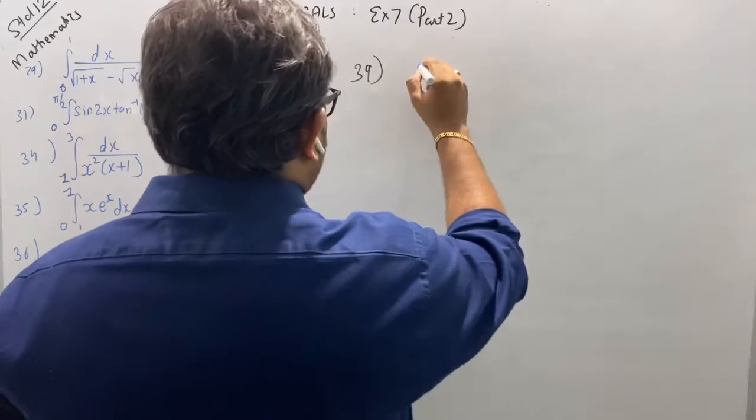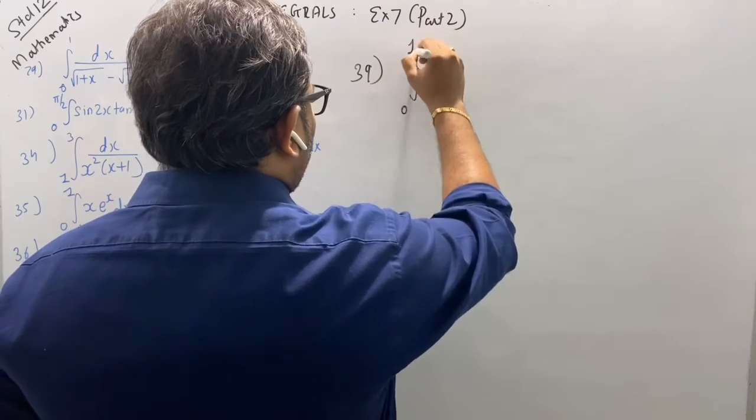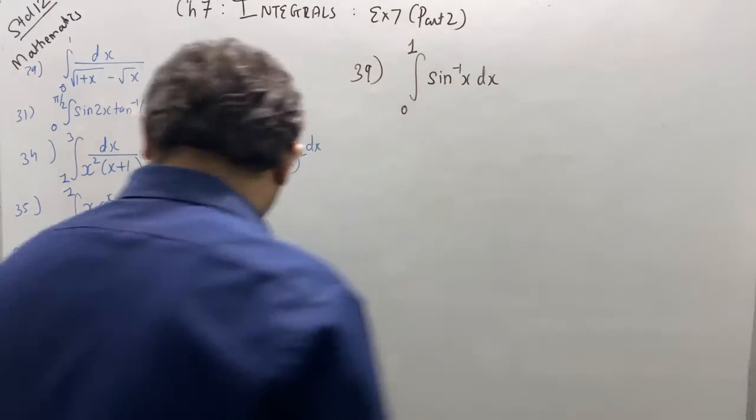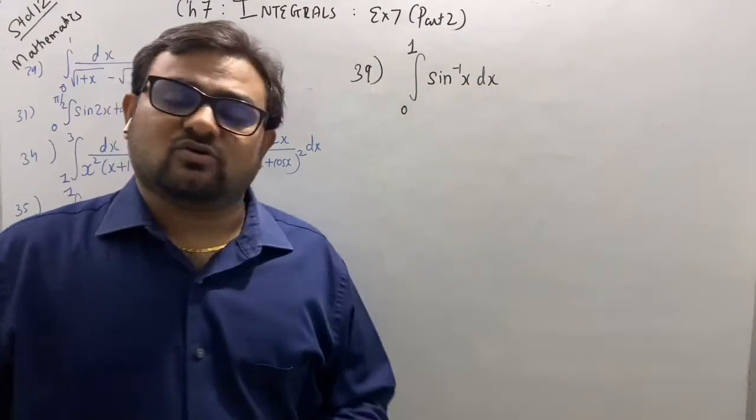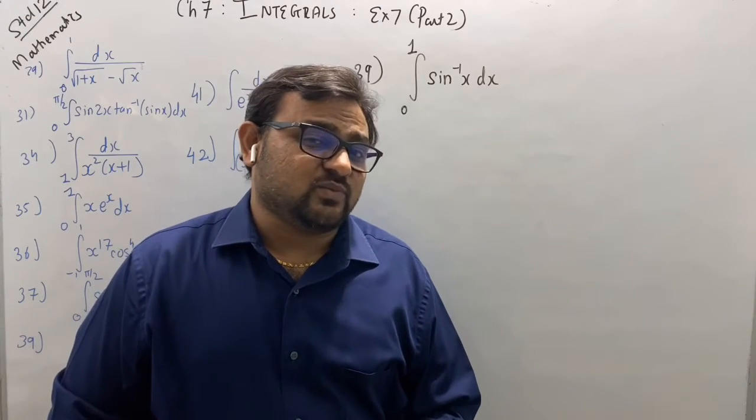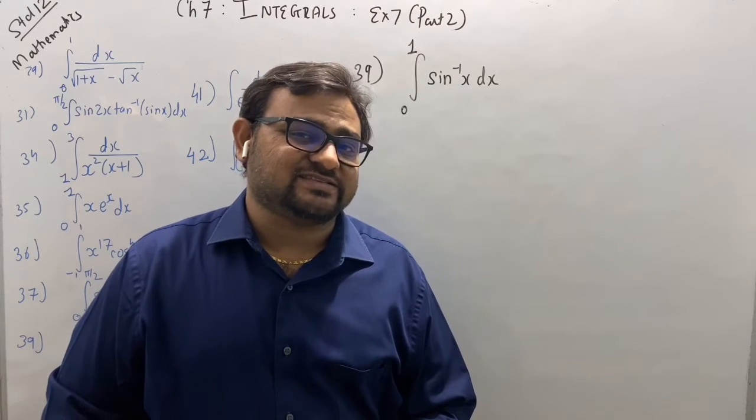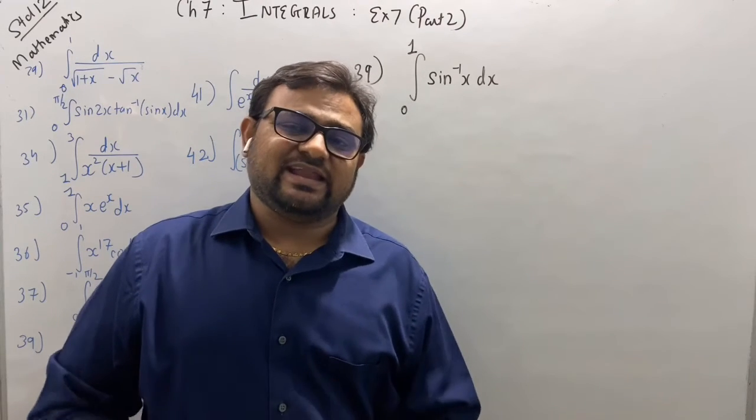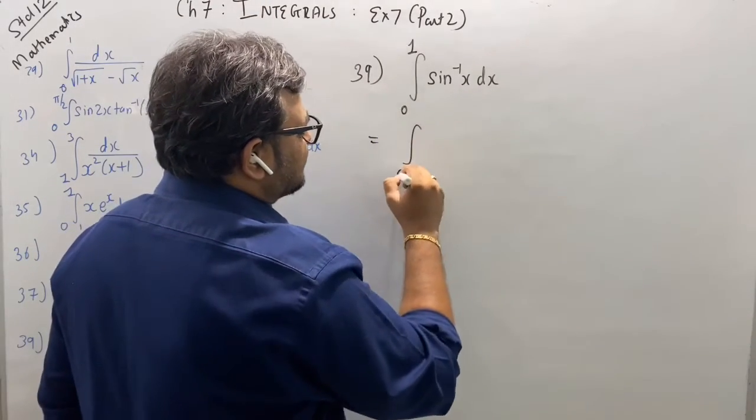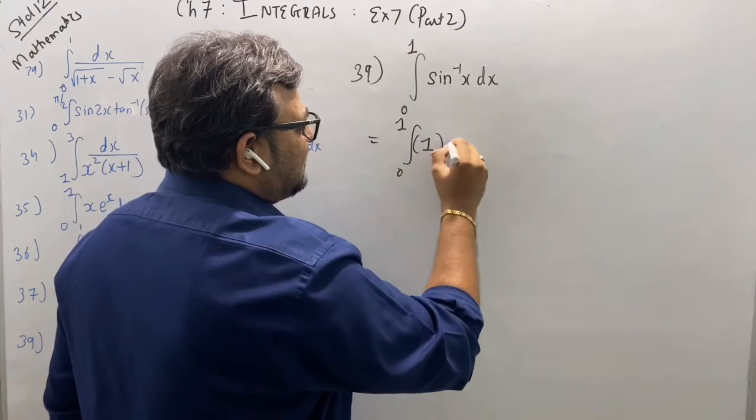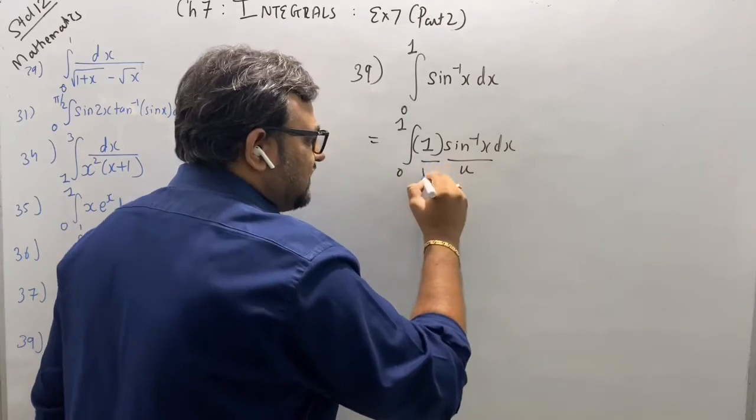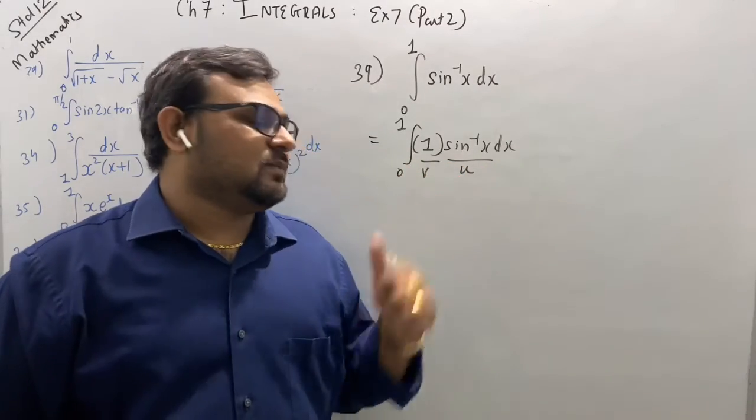Question number 39, integral from 0 to 1 of sine inverse x dx. Again, this type of sum we had done in exercise 7.6. Integration by parts. I can take it as integral from 0 to 1 of 1 into sine inverse x dx. This will be u and this will be v.